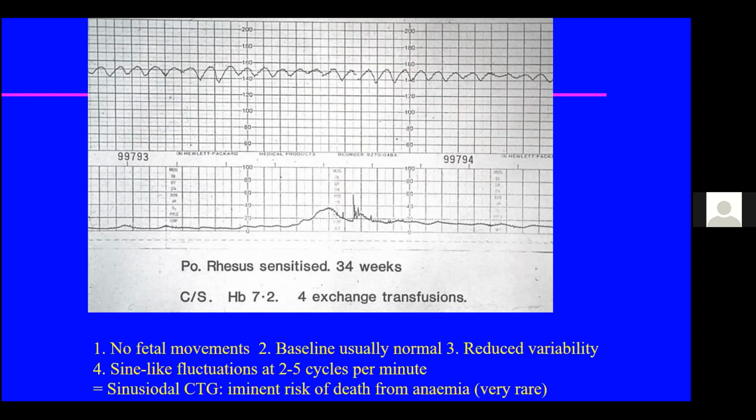So this is what you see with no fetal movement. Sometimes the baseline is usually around normal rates, but you'll have reduced variability and you've got these sine-like fluctuations at 2 to 5 cycles per minute. And this is what we call a sinusoidal CTG. And this is an imminent sign of death.